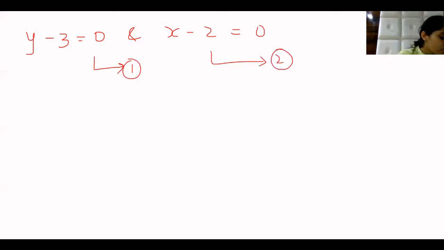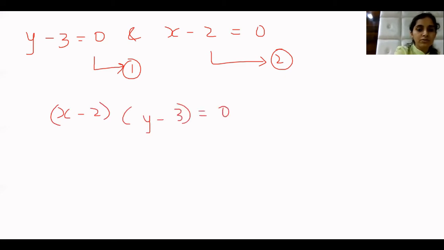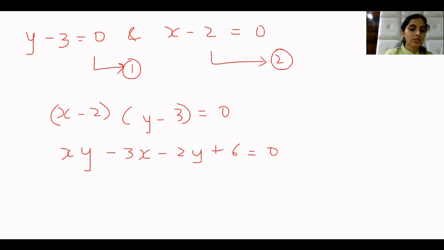How would you find the combined equation? So we have x minus 2 multiplied by y minus 3 equal to 0, which will be xy minus 3x minus 2y plus 6 equal to 0. This is already in the degree form. You don't need to change anything. This is your final answer. Let's move to the next one now. That is the fourth one.